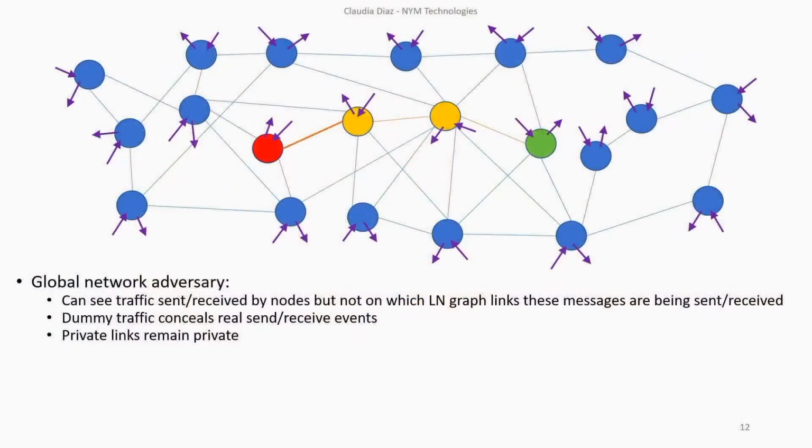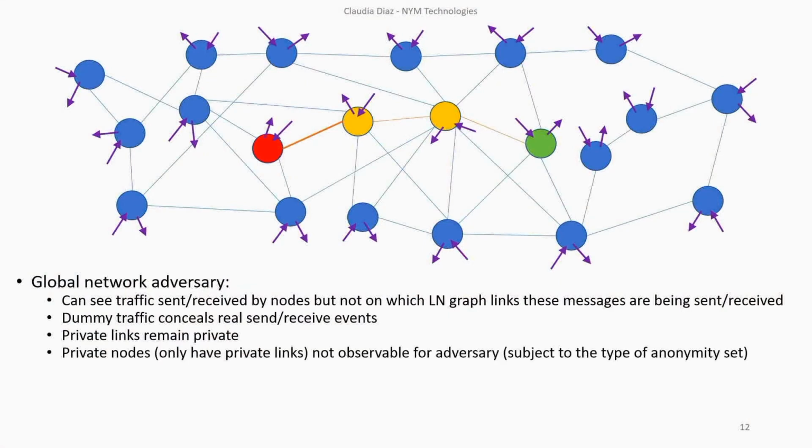In this way, the private links remain private, because when I see activity, I cannot link that two nodes are actually executing the protocol. And if you have a private node that doesn't have any public links advertised to the rest of the network, then you can be completely unobservable for the adversary, particularly if you're using a channel that has other applications, because then the fact of using the channel doesn't reveal that you're actually engaging in Lightning Network transactions.